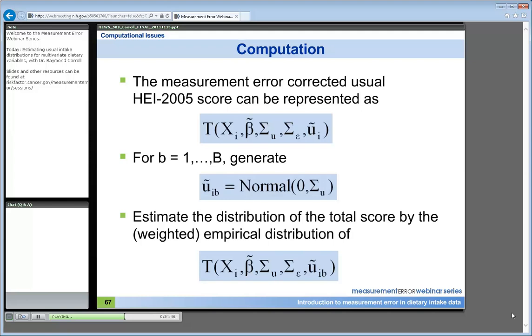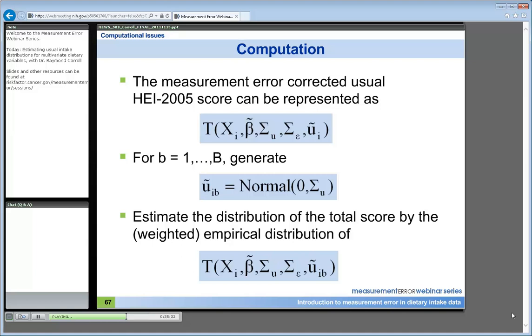I know this is a really ugly thing to write down, but what the HEI 2004 score really consists of is a very complicated function, T, which involves all sorts of cool things: covariates, parameters in the regression associated with the covariates, the individual, how people differ from one another, their covariance matrix, the covariance matrix of day-to-day variability, and the person's actual person-specific bias, which we can't see. We can't actually observe that, but we can use the computer to generate these person-specific biases.